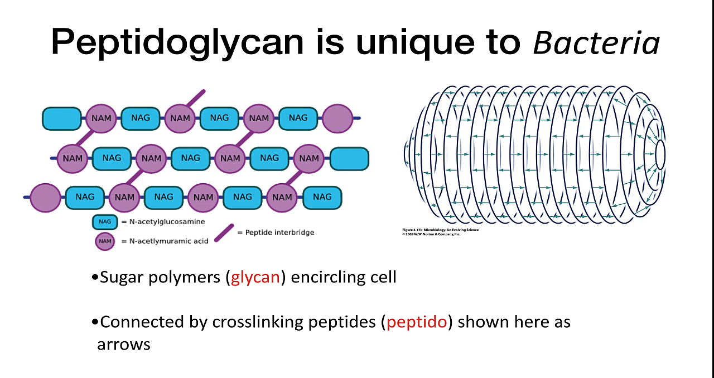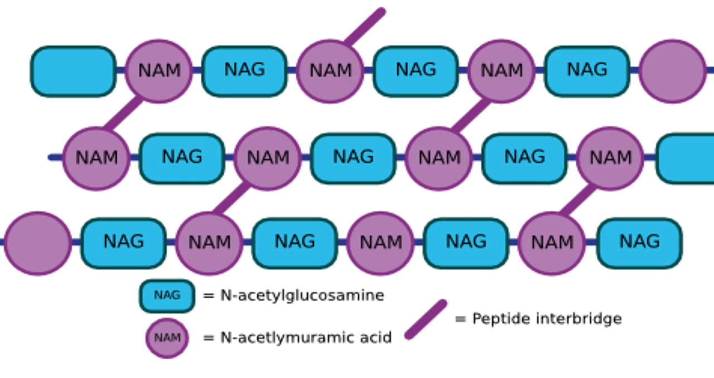Peptidoglycan is formed of two sugars, N-acetylglucosamine, or NAG, and N-acetylmuramic acid, or NAM. These two sugars polymerize together end to end to form long chains, and each chain is then cross-linked to other chains by peptide interbridges made of amino acids.